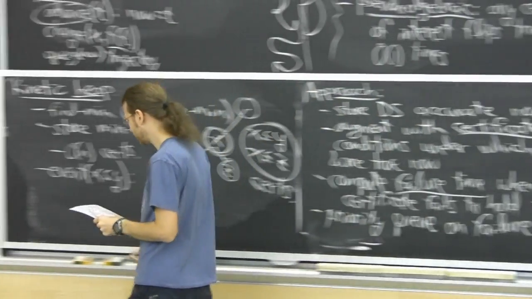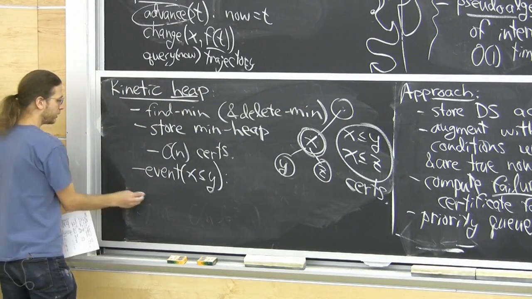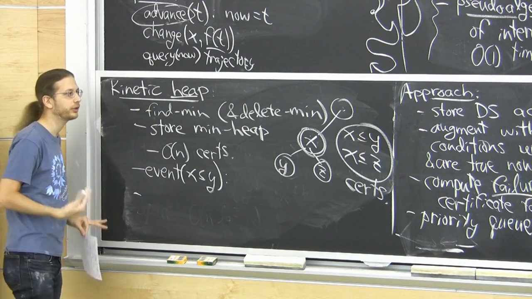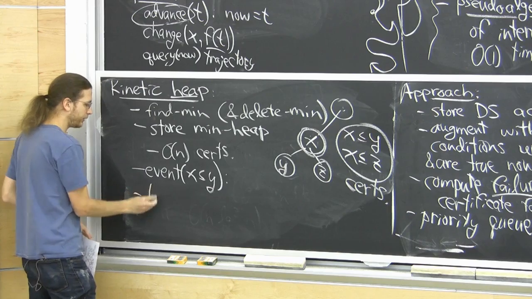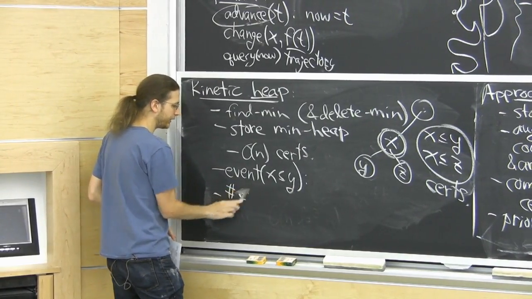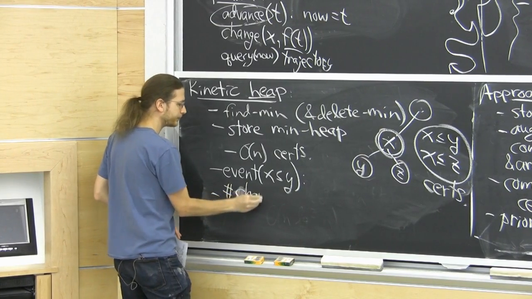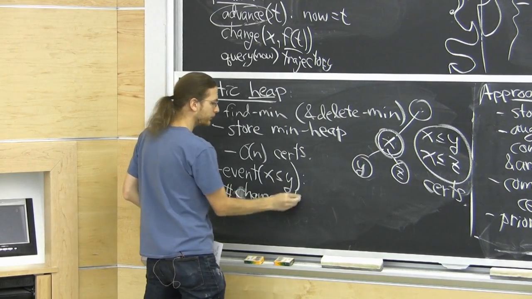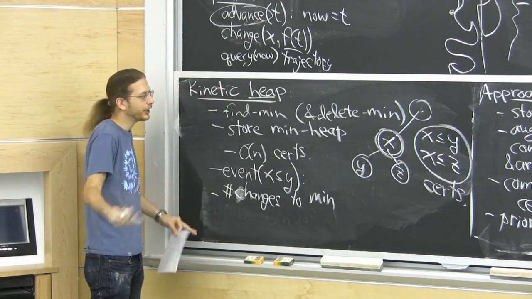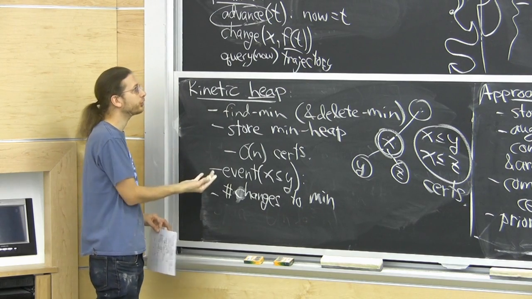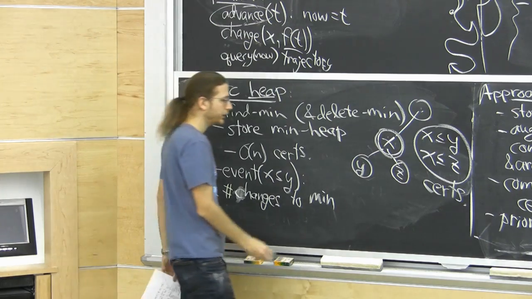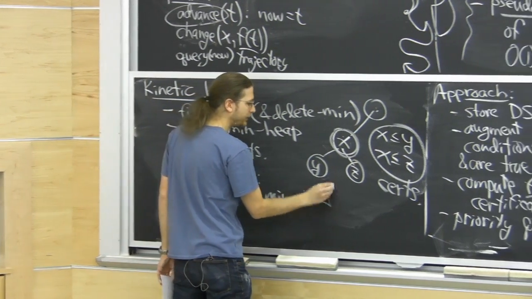OK, here, it's for kinetic heap where I want to maintain the minimum at all times. There's actually a very clear lower bound. The number of changes to the min, I think this is what some people call external events. Like, you can't control when the min changes. The user controls that by how they set up the trajectories. Changes to the min is at least n in the worst case.